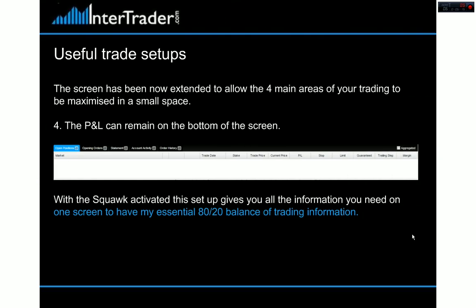Now the screens have been extended to allow the four main areas of your trading experience to maximize. You don't have to use 6 screens. You can fit everything on one screen. A lot of people trade off laptops, a lot of people trade off their desktop PCs. 2 screens are handy, but they're not essential. You don't have to use multiple screens to be a good trader.